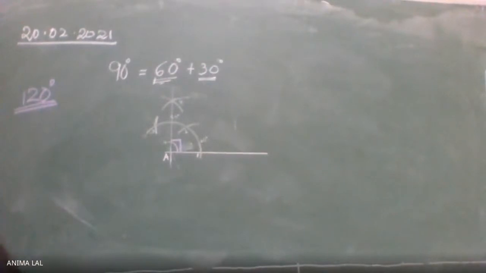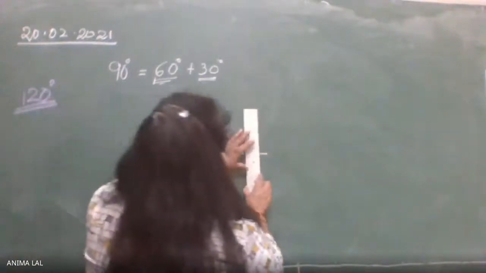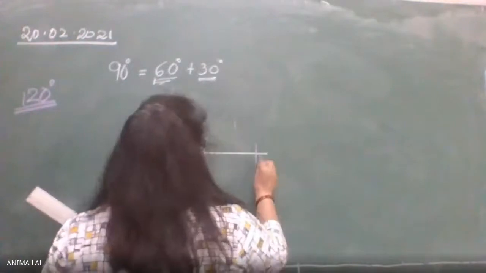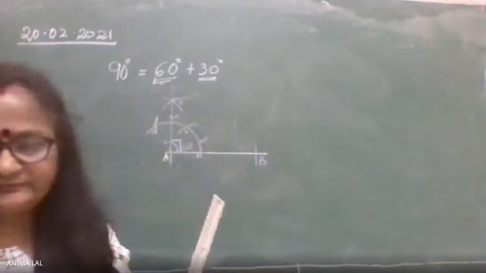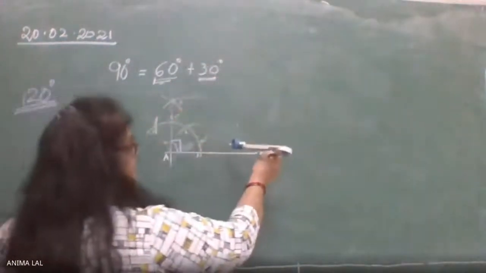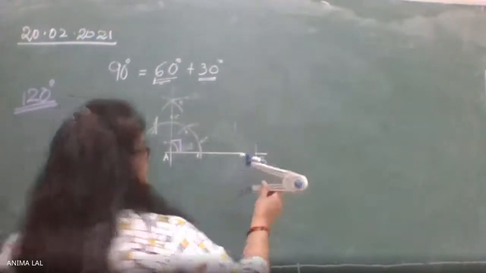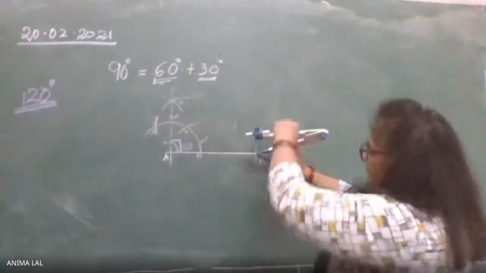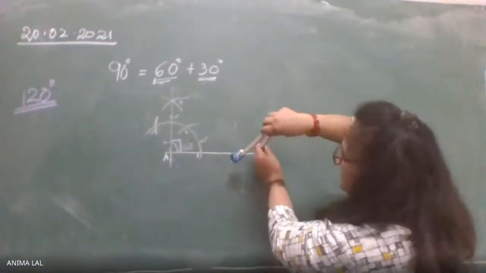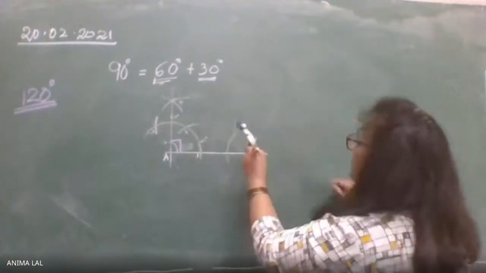Okay? Now, same way, let me do it on the other side. I will take the point here as B. This is my point B. Okay? Take a radius, less than half, draw the big arc. From here, we will draw the big arc right across.